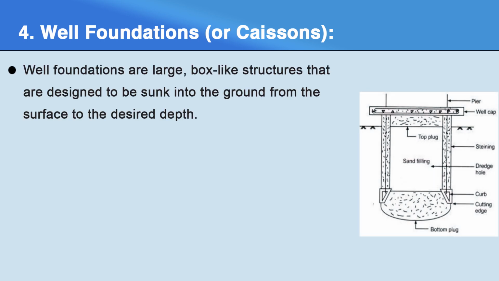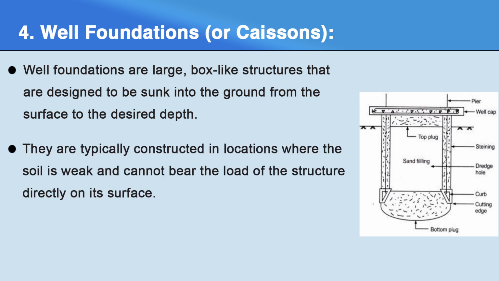Then the next is well foundations or the caissons. Well foundations are large box-like structures that are designed to be sunk into the ground from the surface to a desired depth. They are typically constructed in locations where the soil is weak and cannot bear the load of the structure directly on its surface.